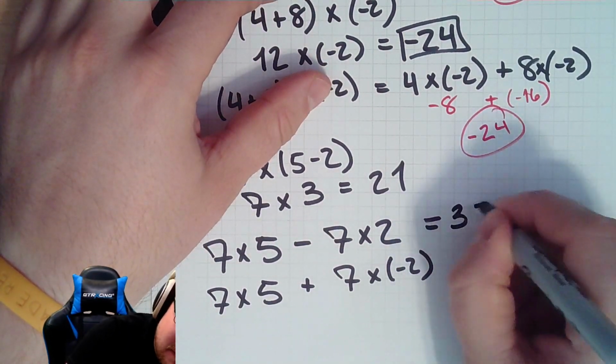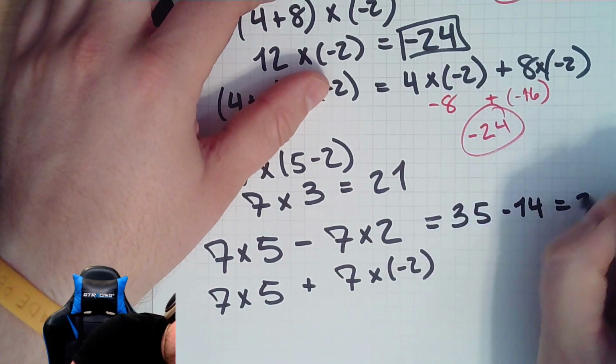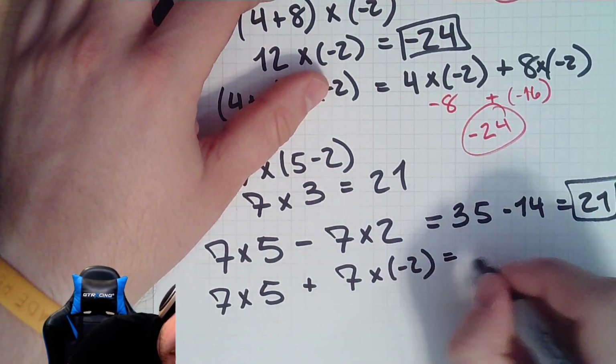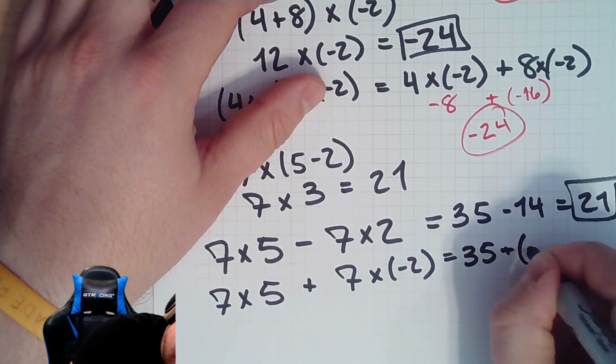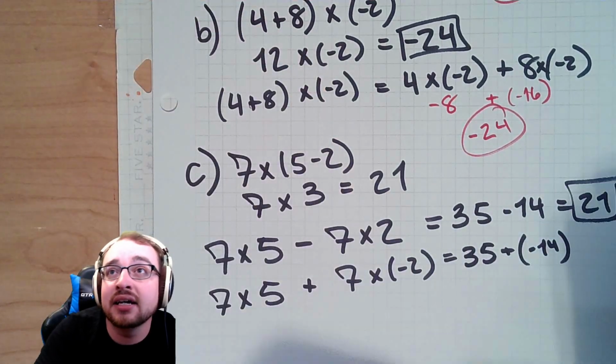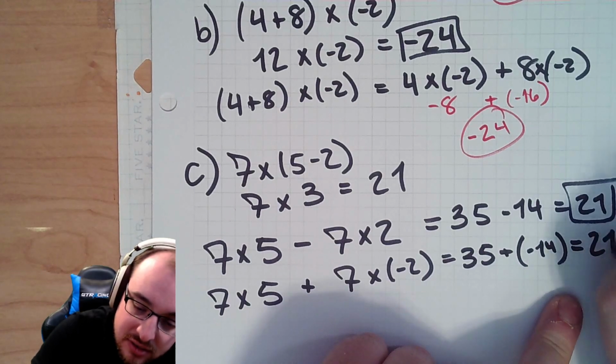It looks like 35 minus 14, which of course is 21. Here it would be 35 plus negative 14, and of course adding a negative is the same thing as minusing, so 21.